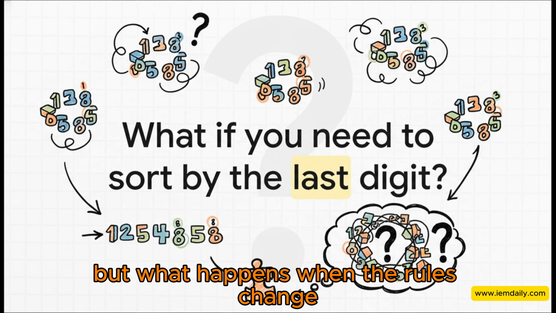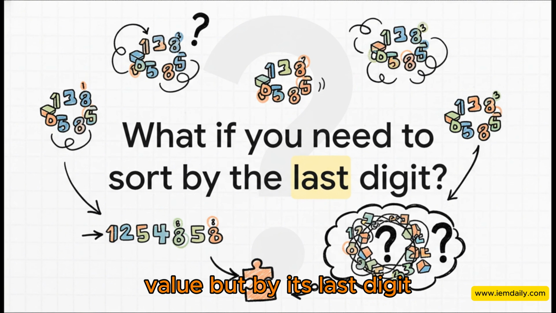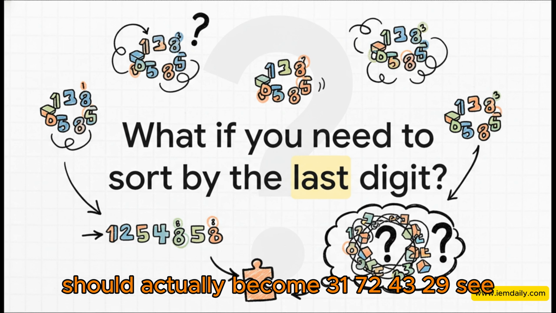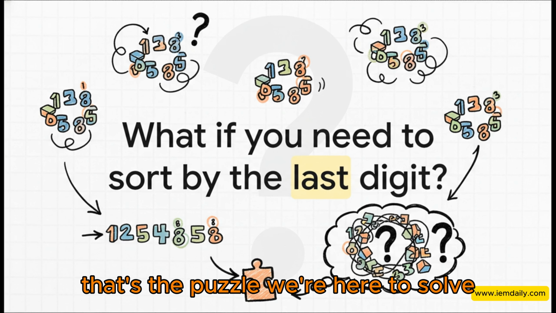But what happens when the rules change? What if you don't want to sort by the number's value, but by its last digit? So a list like 43, 31, 72, 29 should actually become 31, 72, 43, 29. See? The standard sort method just, well, it can't do that. It has no idea what you're asking. That's the puzzle we're here to solve.